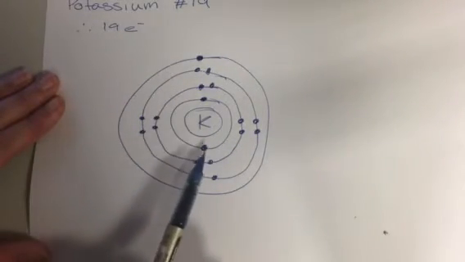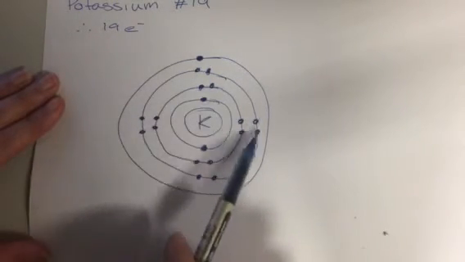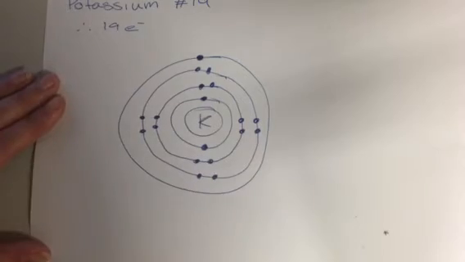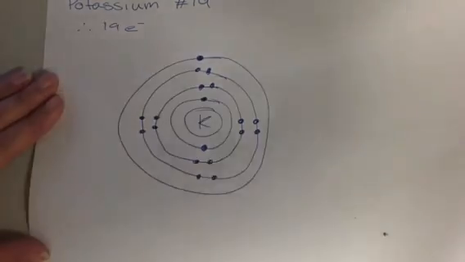But there you go, you can see I've got 1, 2, 3, 4, 5, 6, 7, 8, 9, 10, 11, 12, 13, 14, 15, 16, 17, 18, 19 electrons placed around my nucleus. And that's my shell diagram for potassium. Done.